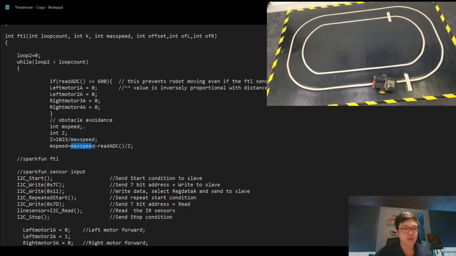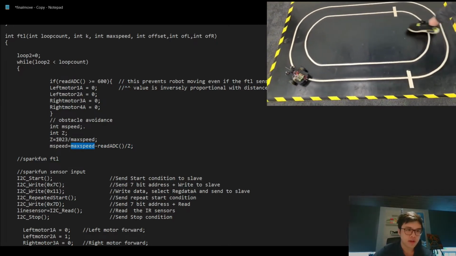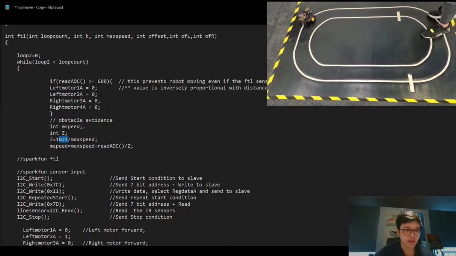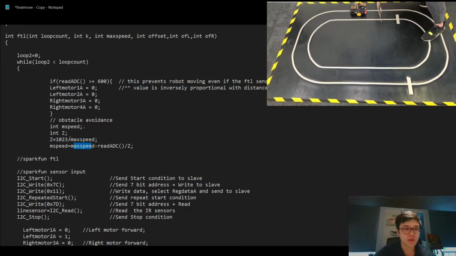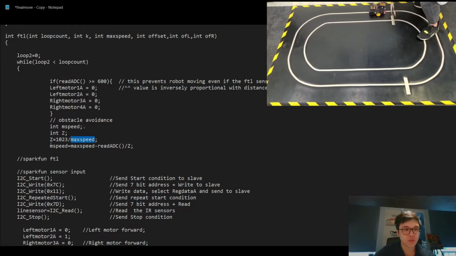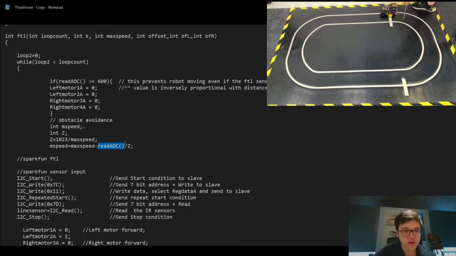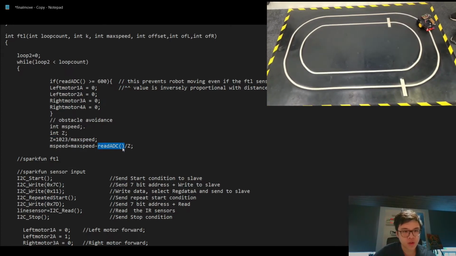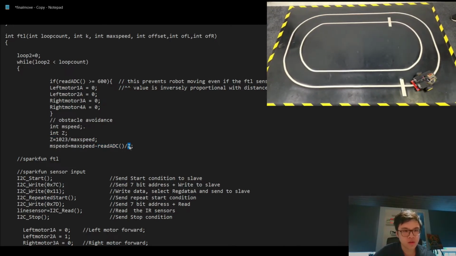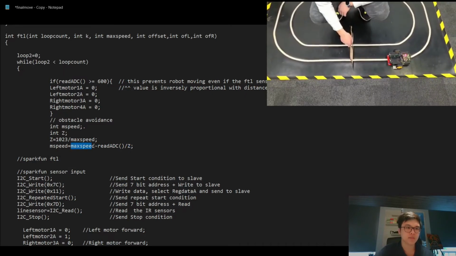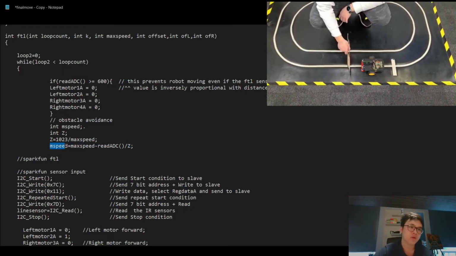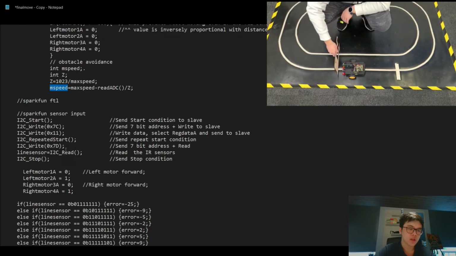So let's say the maximum speed is 512. When 1023 is divided by 512, it will come to about 2. Even if the sensor input is 1023, it will be divided by 2 as well. So it will be the same value as the max speed. This will be outputted to m speed over here, which is used.